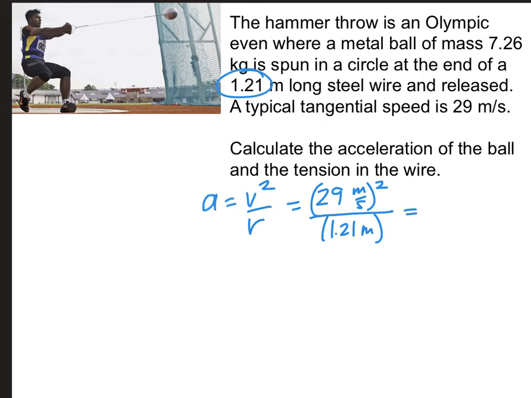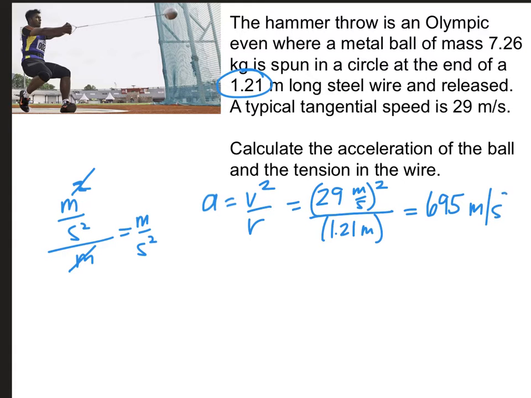So we would do our calculation here, looking for 29 squared, and then dividing it by 1.21. And I get 695. Now, how do the units work out here? I had meters squared over seconds squared on the top, and then the whole thing is being divided by meters. One of the meters on the top cancels with this meter, and we do get the units we expect, meters per second squared, for the acceleration.